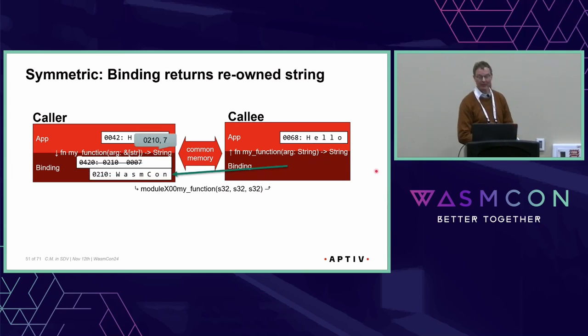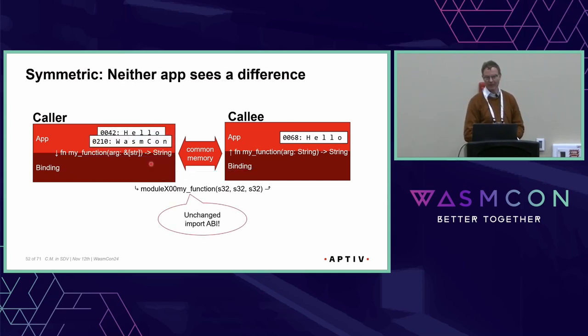There's not a lot of bookkeeping involved, but conceptually, we are just passing ownership of the string from the right component to the left component. When the function returns, the binding just reads out the information from the return area and passes the string back to the application. So to the application, there's no difference. It just works fully unchanged. The interesting part is also that this is an unchanged import ABI. We just take the ABI as it's defined on the left side and now use it also between these two components, and they map quite well.